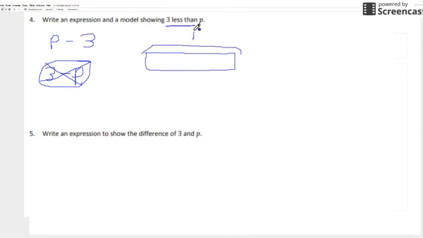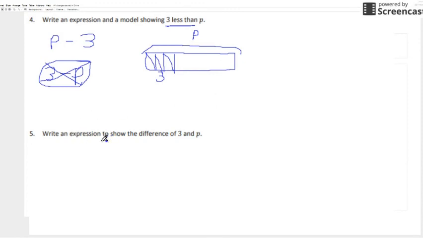In this case, anyway, it starts with the variable, and we need to take 3 units from it. I like to cut it up into 3: 1, 2, and 3, and kind of show that they're being subtracted. You also could simply draw a box in it and write 3, and that would work as well, because we don't know how many units are in P. We don't know what P represents.